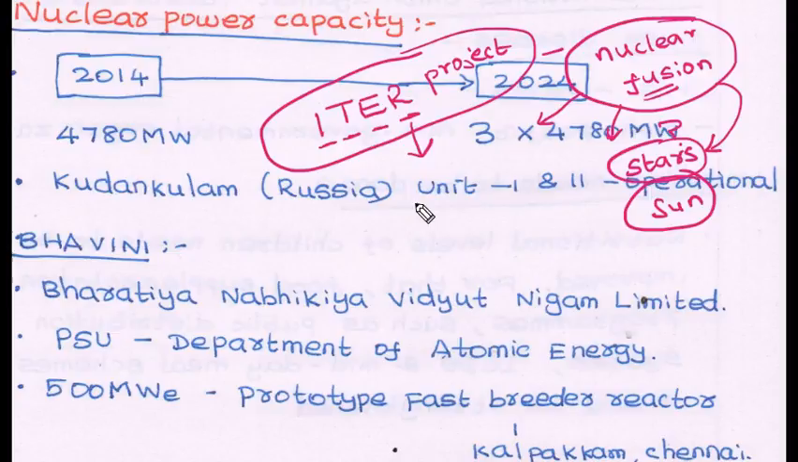The ITER project is located in the European Union. India is also a party to the project and funds 9% of the project cost.